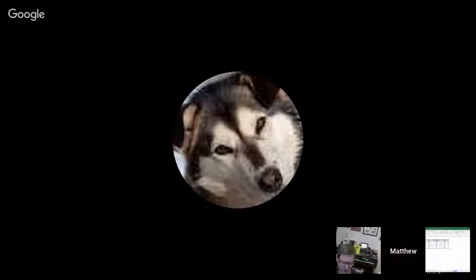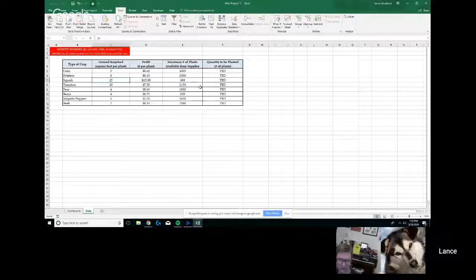I wrote it down for you guys. So what's the question again? What are you trying to figure out? Just like the Solver, right? Yeah, we weren't sure which one of the cells to change.